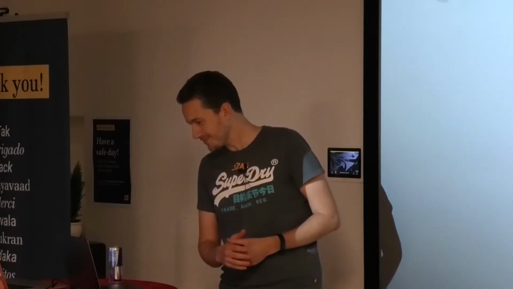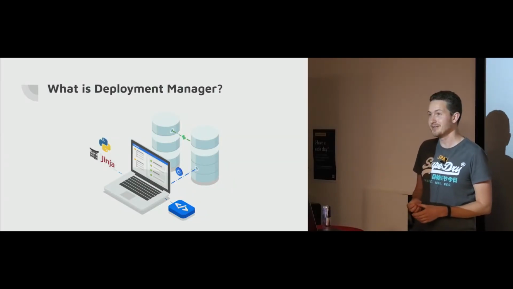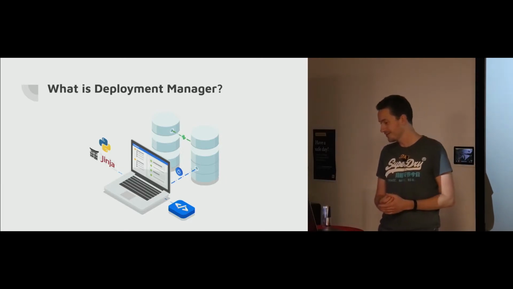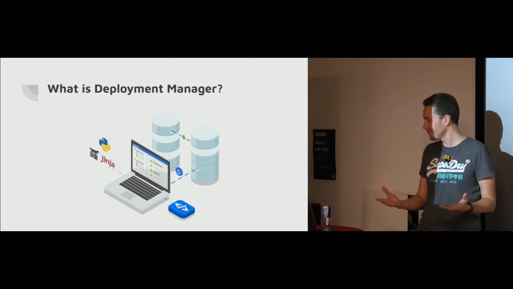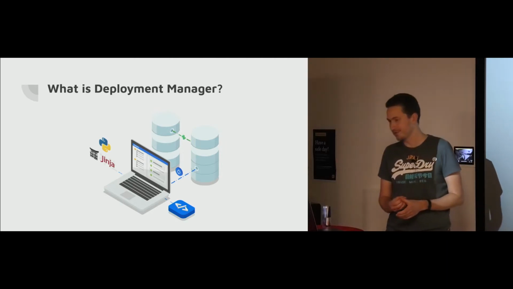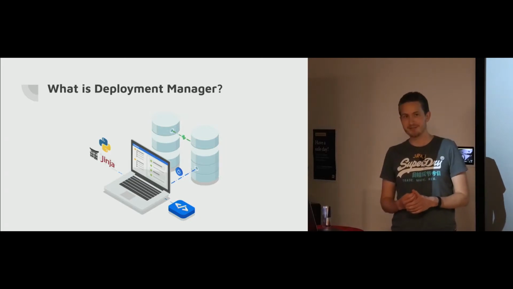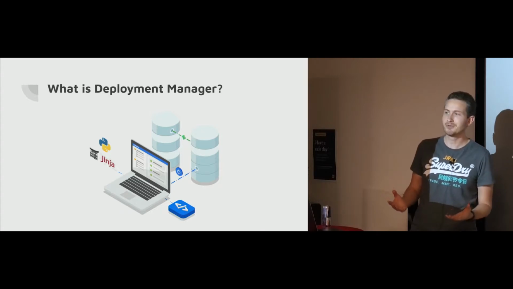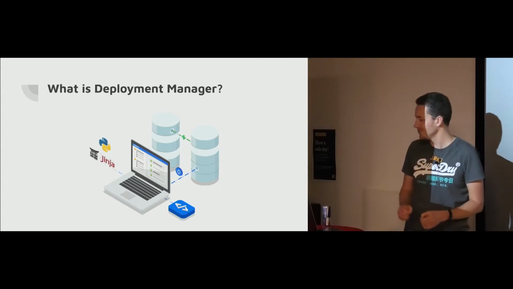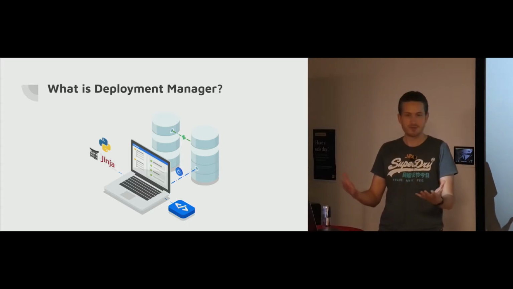So what Deployment Manager is, is Google's infrastructure as code product, and you basically have the configuration in YAML files, but you can have them in something called Jinja, I believe it's called, or you can have them in Python templates. And then you use the Google Cloud SDK to execute these configurations against some Google Cloud project.